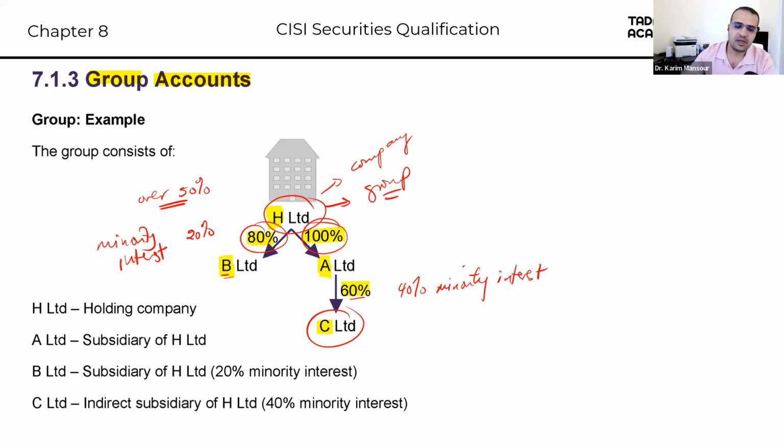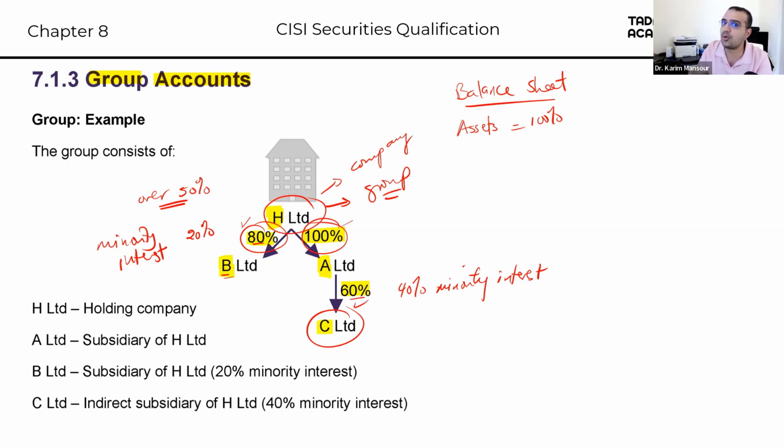So what's important to keep in mind is that when we are creating the balance sheet, or the statement of financial position, for the group, we will take all of the assets of the group. So assets are at 100%. Even if we own only 80% of B, H as a group will take into consideration all of the assets of B. That means we are going to add all of the assets of B with all of the assets of A with all of the assets of C.